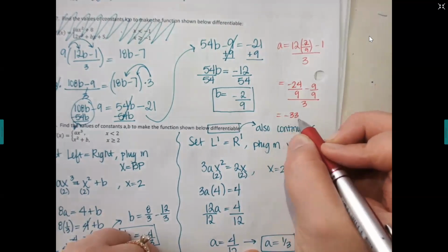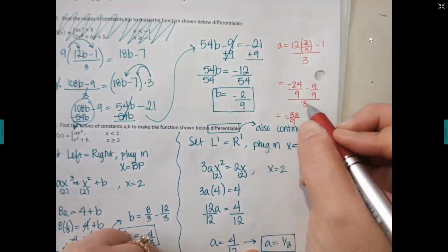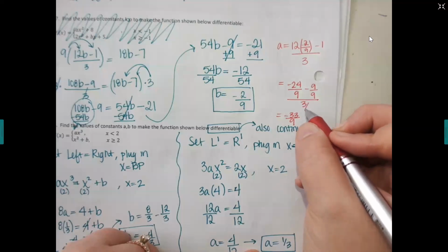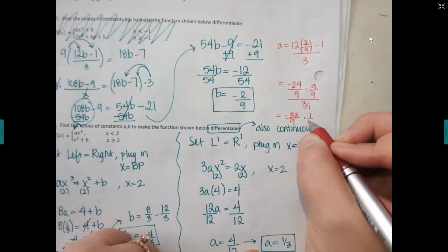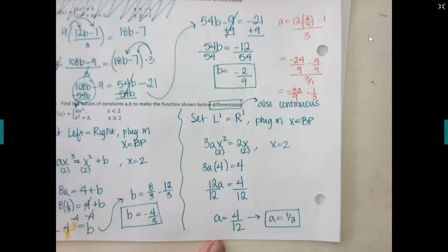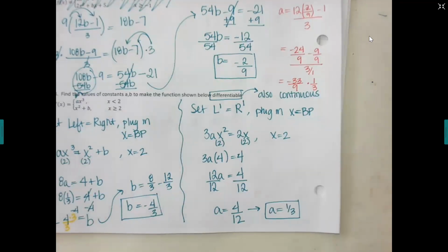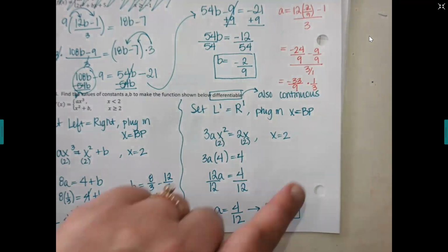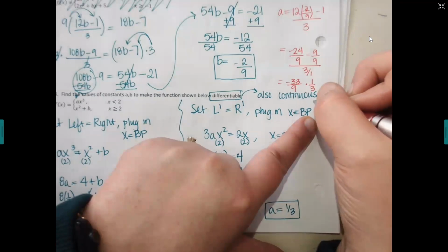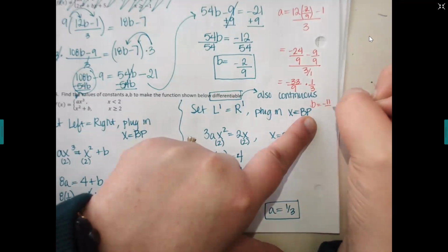Negative 33 over 9. And then I want to divide that by 3, make that a 3 over 1, so I can times by a third instead. Okay, so the top of this was a 33 over 9. If I'm dividing by 3, I'm going to copy, change, flip, and multiply that to be a 1/3. So what is 33 divided by 3? 11 over 9 would be your B. Oh, I wrote it. Negative 11 over 9.